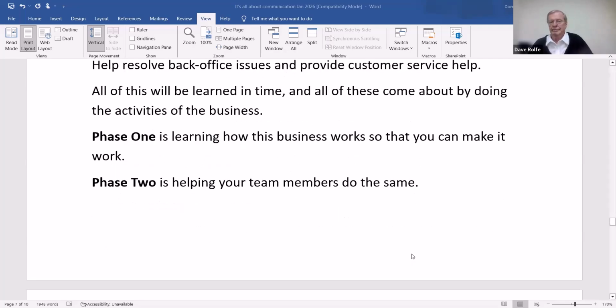Now, the results you're getting are going to be based on yours. So phase one is learning how this business works so that you can make it work. It's like when you first got into a car. You had to learn the brake, you had to learn the gas, you had to learn how to steer it, you had to learn the balance between the two. You had to gently stop the car, and then gently put on the gas instead of taking off like a rocket. There were gradients in how you learned and attacked this business.